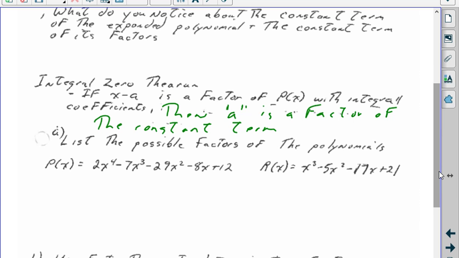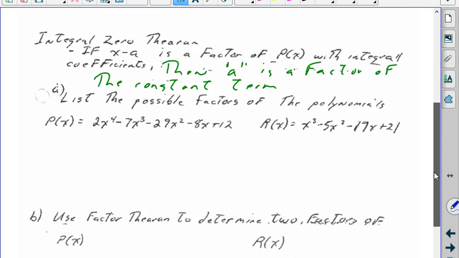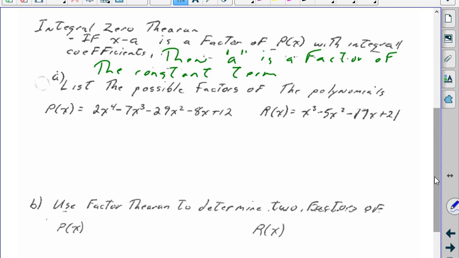If x minus a is a factor of the polynomial, then the zero of x minus a, which is a, is a factor of the constant term. That's always the case. It doesn't matter whether we have a 2 in front or, in this case, a 1 as our leading coefficient. All we have to know is: what are the factors of the constant term that are going to give me zeros?